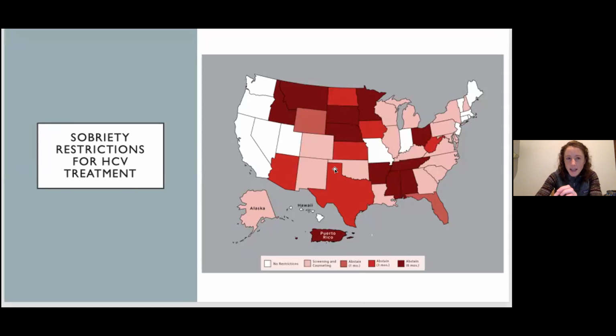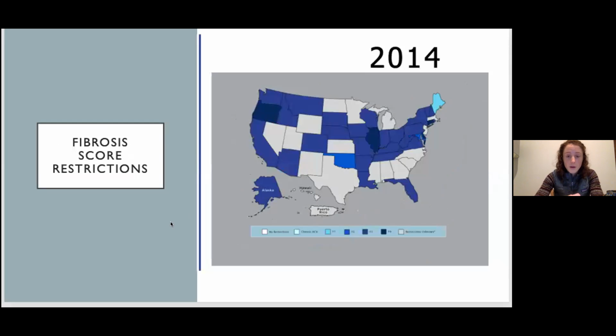And if you're trying to stop an epidemic in people who use IV drugs, only treating people who are no longer using drugs is not going to be very helpful. So our patient was from Arizona and likely did not get her pre-authorization approved because she had not demonstrated sobriety. There also are fibrosis score restrictions. Certain states require that you have evidence of some scarring of the liver, so fibrosis scores of greater than F2.